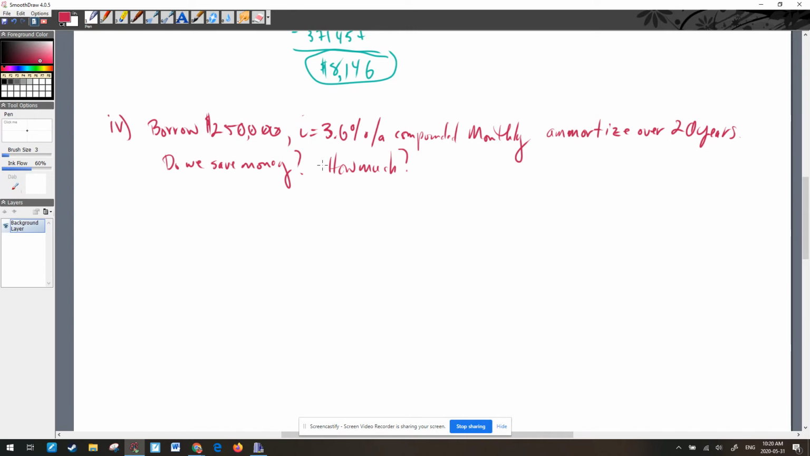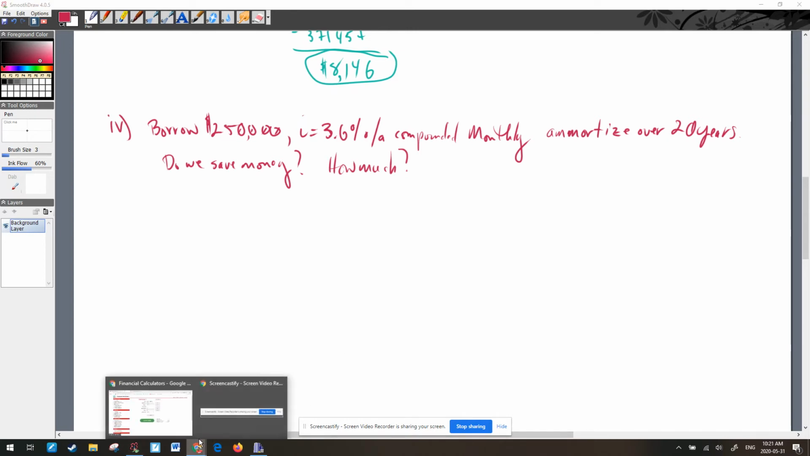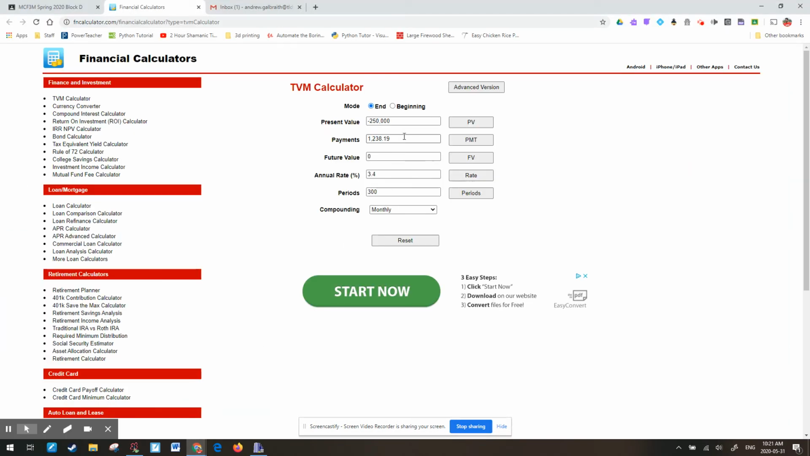So I'm going to go back into this. Boom. And 250,000 is how much we're borrowing. The future value is still going to be 0. The annual rate is going to go back to the 3.6%. But now the number of periods that we have, we're going to borrow for 20 years. So 20 times 12 is, of course, 240. And it's still monthly, and we're still going to pay at the end. But now we're going to calculate what our payment is.